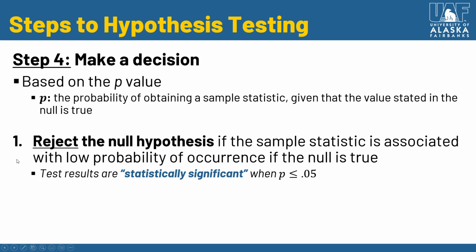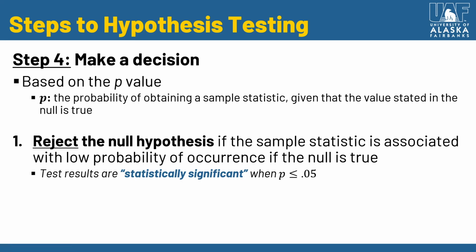And so our two decisions here, the first is to reject the null hypothesis. Those are the two possible outcomes of our decision. We might reject the null hypothesis if the sample statistic is associated with a low probability of occurrence if the null is true. And again, we'll walk through some examples here. So test results are statistically significant when p is less than or equal to 0.05.